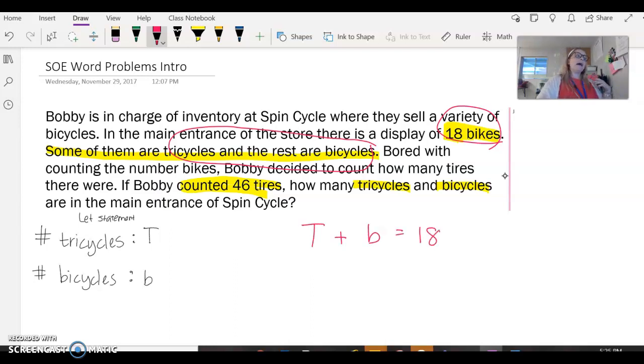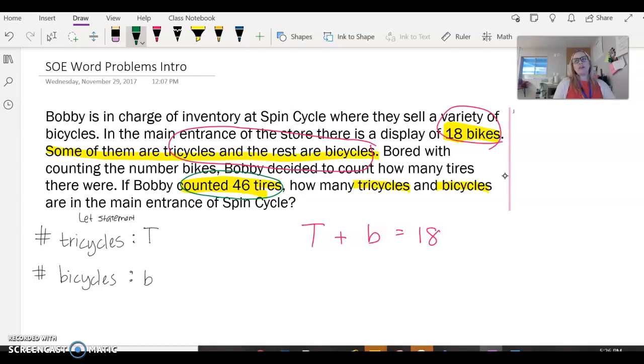So maybe I have 2 tricycles and 16 bicycles. Maybe I have 10 tricycles and 8 bicycles, right? There's a lot of different combinations that we could have, okay? All right, so then the other relationship that we talked about was that he was talking about tires. We know that there's a total of 46 tires.